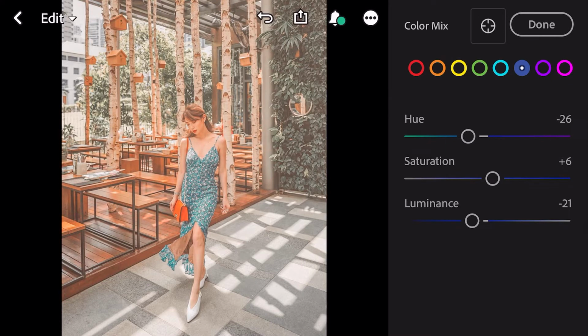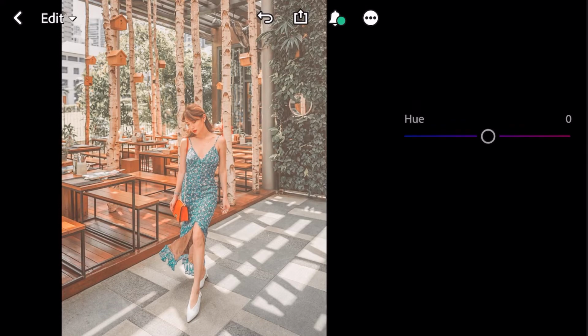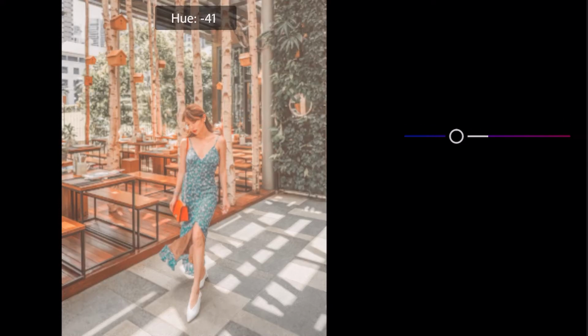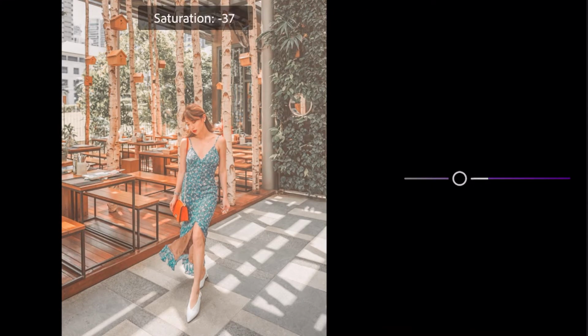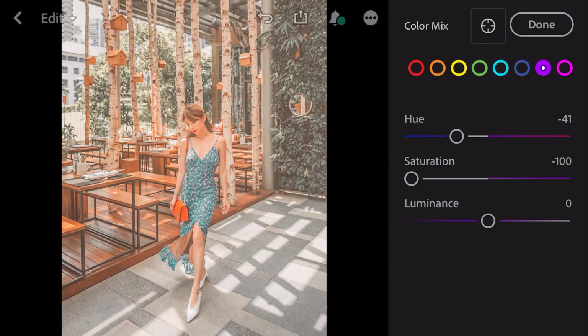Go to purple. Hue minus 41. Saturation minus 100. And done.